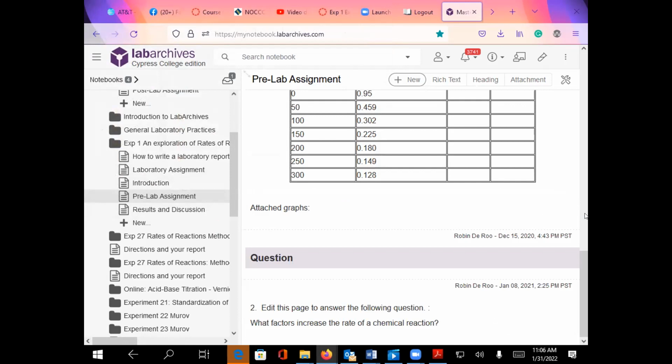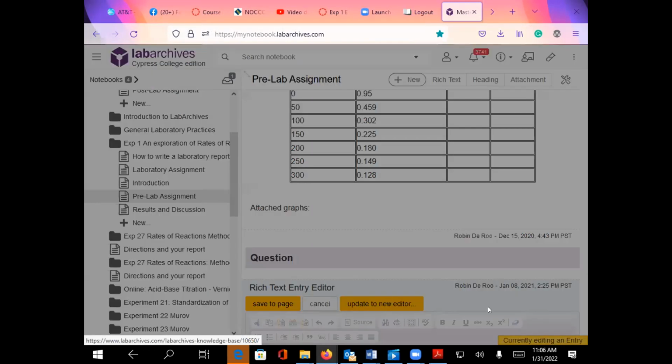Professor, can we use Google Sheets or do we only have to use Excel? Anything. As long as you have it on your computer, you just upload that file. Okay, got it. Yep. And this is asking me to edit, so that's my pencil icon.